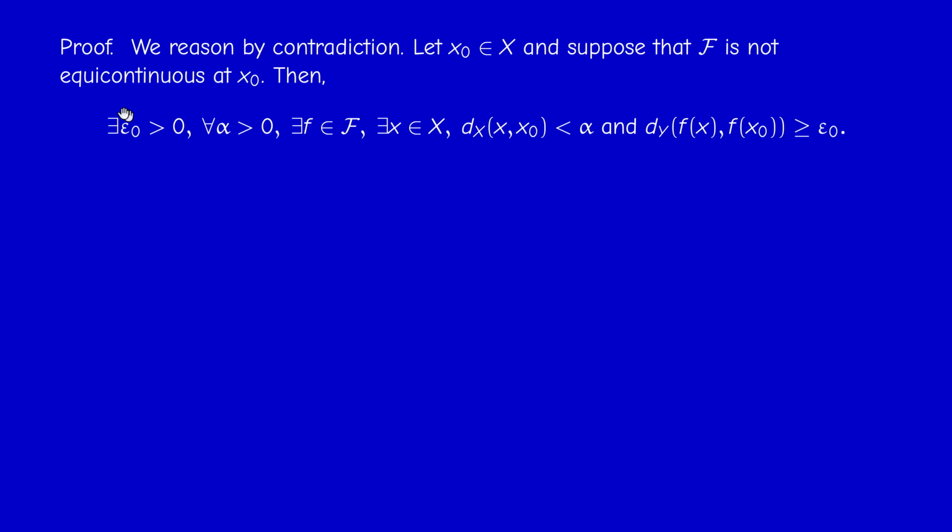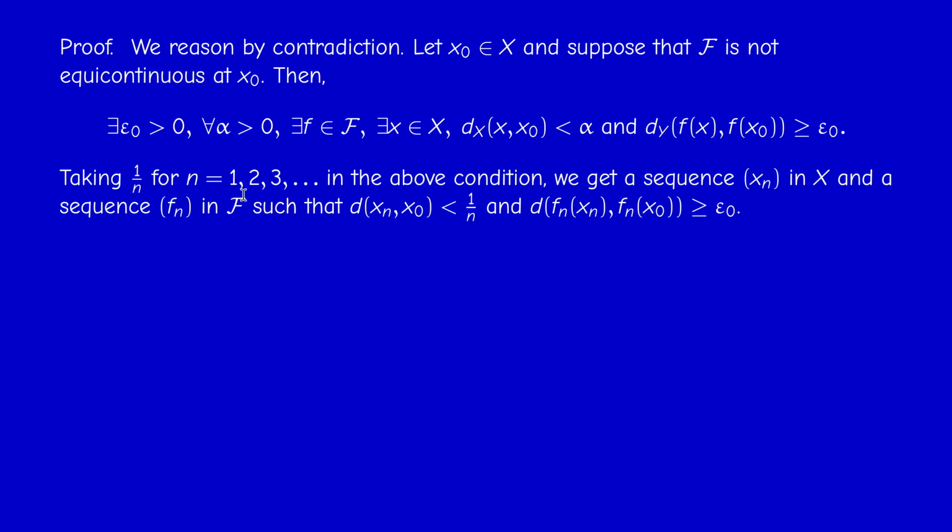Now I cannot change the epsilon 0, it's given, but I have a freedom in choosing alpha. So I can choose in particular alpha equal 1, alpha equal 1/2, etc., any sequence converging to 0. Then for each n, we find an element that depends on n, so fn, and we find an element xn. So I have two sequences now, a sequence in the collection of functions and a sequence in the space, such that the distance between xn and x0 is less than 1 over n, but the distance between their images under fn is bigger or equal than epsilon 0. Now if you look at this condition, this implies that xn converges to x0.